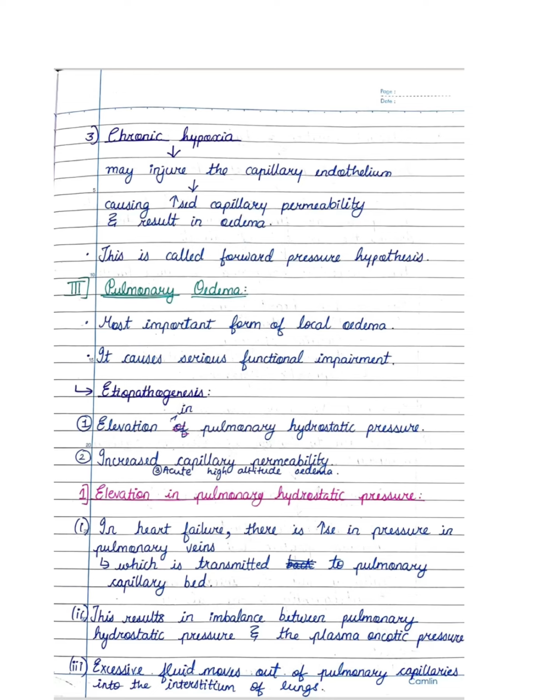Pulmonary edema, the most important form of local edema. It causes serious functional impairment. Etiopathogenesis: elevation in pulmonary hydrostatic pressure, increased capillary permeability, and acute high altitude edema. First, elevation in pulmonary hydrostatic pressure. In heart failure, there is increase in pressure in pulmonary veins which is transmitted to the pulmonary capillary bed. This results in imbalance between pulmonary hydrostatic pressure and plasma oncotic pressure. Excessive fluid moves out of the pulmonary capillaries into the interstitium of the lungs.